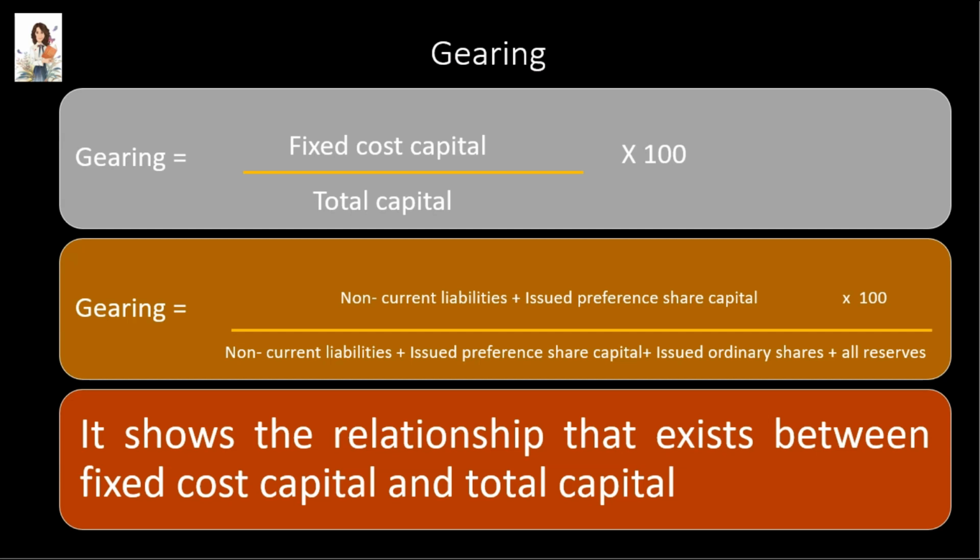Another way to assess the riskiness of a business, and this is a great way, is to find out the gearing ratio for the business. The formula is non-current liabilities plus issued preference share capital upon non-current liabilities plus issued preference share capital plus issued ordinary shares plus all the reserves multiplied by 100. That is, the numerator is the fixed cost capital, the denominator is the total capital, and this is multiplied by 100. Fixed cost capital means those sources of funds on which business has to pay regular interest or dividend.